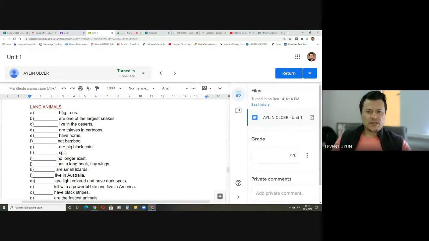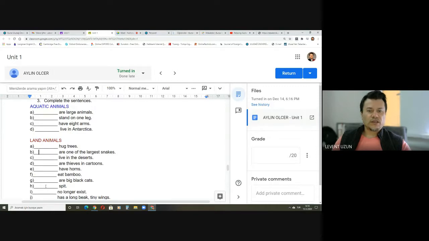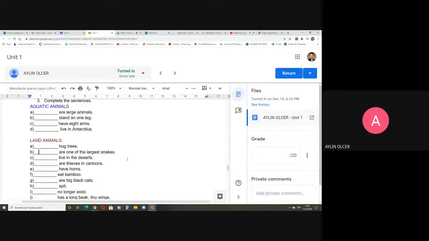Land animals, hug trees. You've got hug trees are on one of the largest snakes. Okay, so they know snakes, then certainly they will write. But they have to, I guess, write the plural forms of all of these. Yes. So actually I thought of teaching them singular and plural forms, but they were all consistent, like koalas, cheetahs. There weren't any irregular forms, so I didn't teach them.